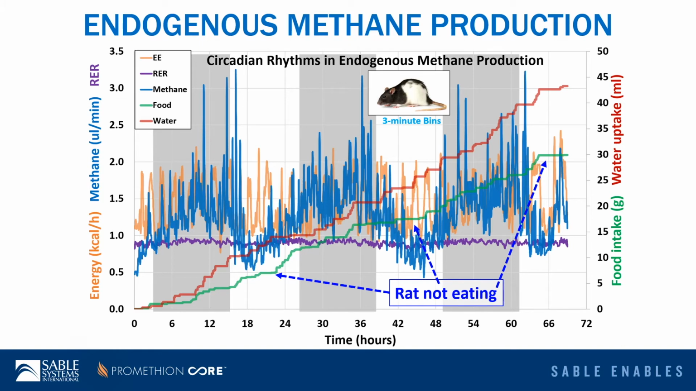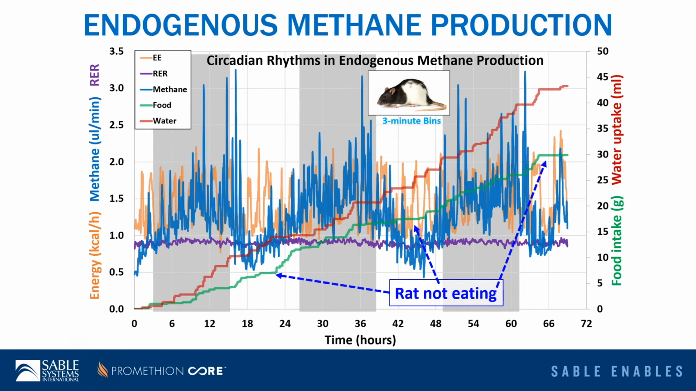In this experiment, we measured a rat in a standard Promethion cage using a flow rate of 4.5 liters per minute, and we observed her for 72 hours, 3 days. Now recall that in addition to the methane, we can simultaneously monitor lots of other physiological and behavioral parameters like movement, wheel running, energy expenditure, or food and water uptake.